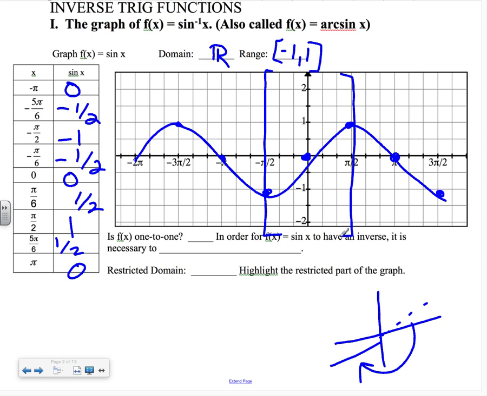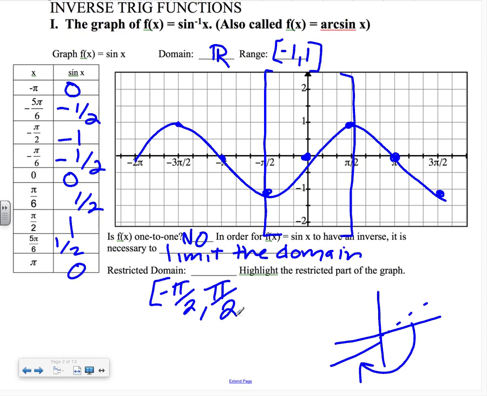Did you see that piece is 1 to 1? Okay. So when you do an inverse sine, either on a calculator or by hand, you're only getting answers between negative pi over 2 and pi over 2. That's it. Okay? Because they have to make it 1 to 1. All right, so is the whole graph 1 to 1? No. So in order for it to have its inverse, it's necessary to limit the domain. So my restricted domain went from negative pi over 2 to pi over 2. And that way it's 1 to 1.